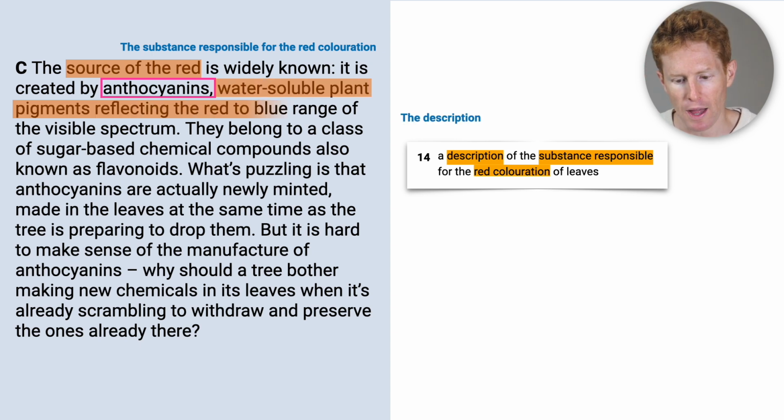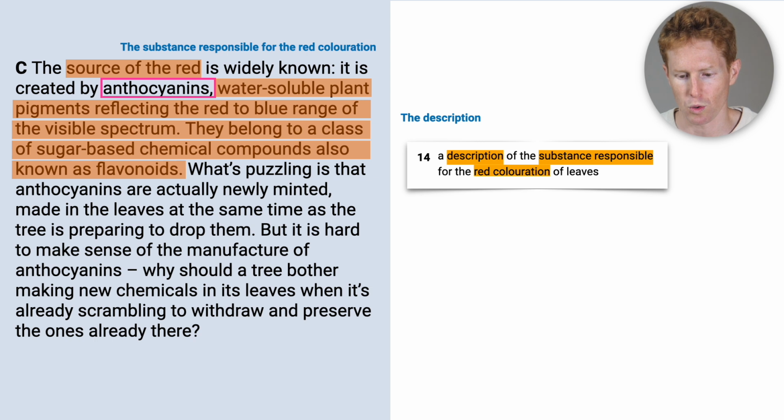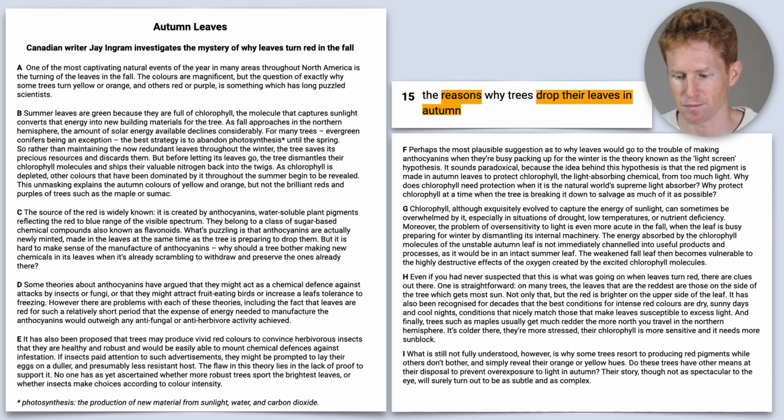And then below that, we've got the description. Water-soluble plant pigments reflecting the red to blue range of the visible spectrum. Okay, so yes, the answer is paragraph C. Let's move on now to 15. The reasons why trees drop their leaves in autumn. So we're looking for reasons, we're looking for talk about dropping leaves, and we're looking for autumn. Scan the text and find the paragraph.